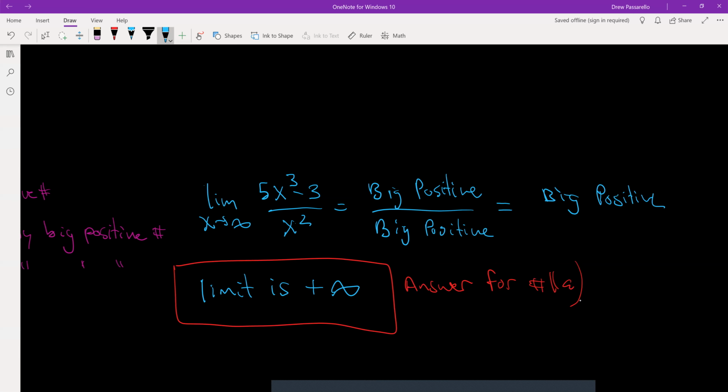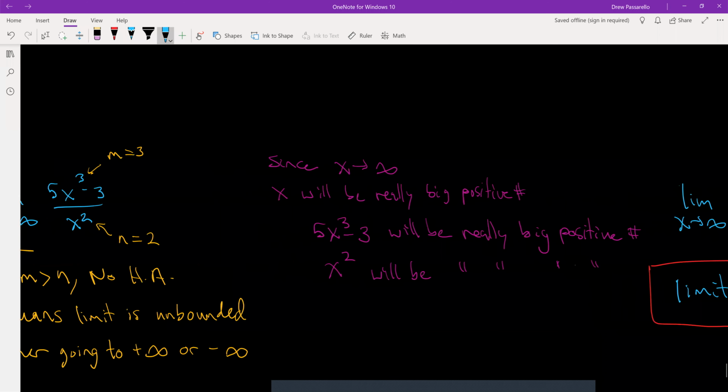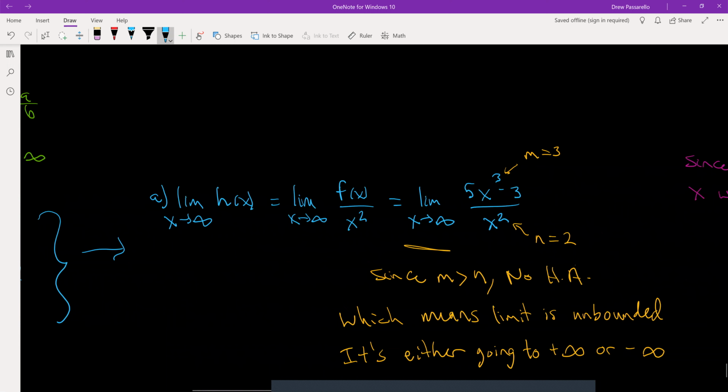Hopefully that logic makes somewhat sense. And again, so part A was h of x being f of x divided by x squared. I just wrote f of x as 5x cubed minus 3 divided by x squared, and then I looked at the degrees, and the degree in the numerator is more than the degree in the denominator, which means it's unbounded for the limit as x approaches infinity. So it's either going to be unbounded to positive infinity or negative infinity.